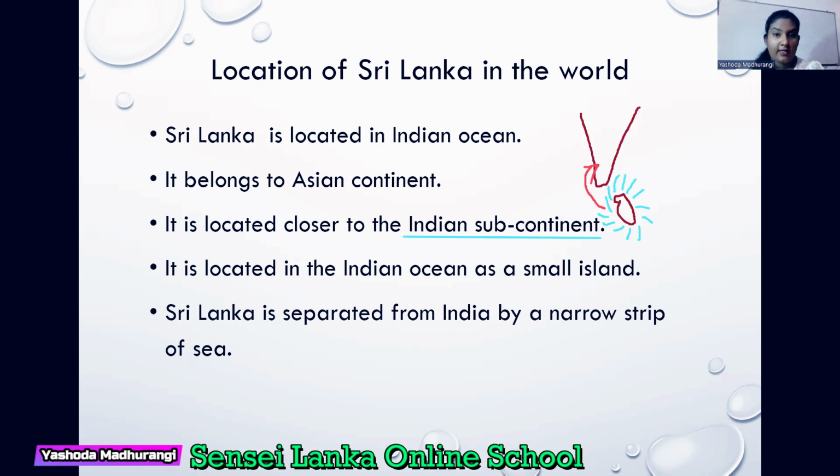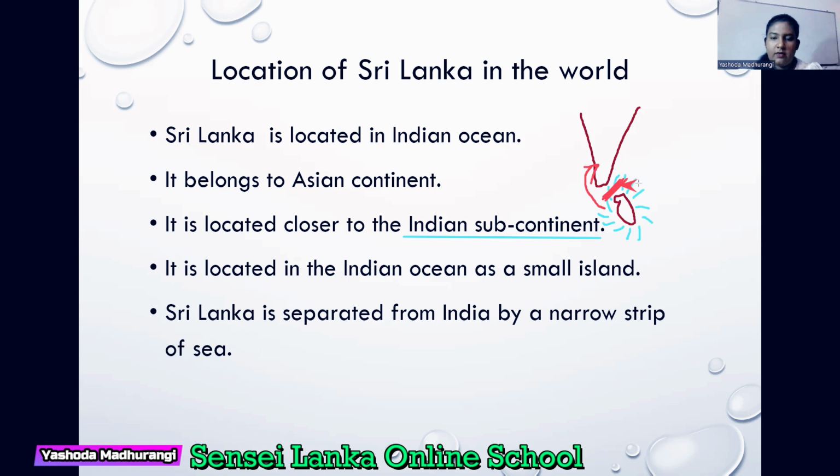It is located in another place, separated by a narrow strip of sea, which is the area that separates Sri Lanka and India. That is Pork Strait. Wait, I will show it. Look at the picture I have drawn here. Now look at my annotation. Can you see, between India and Sri Lanka, there is a narrow strip of sea? This is the narrow strip of sea.